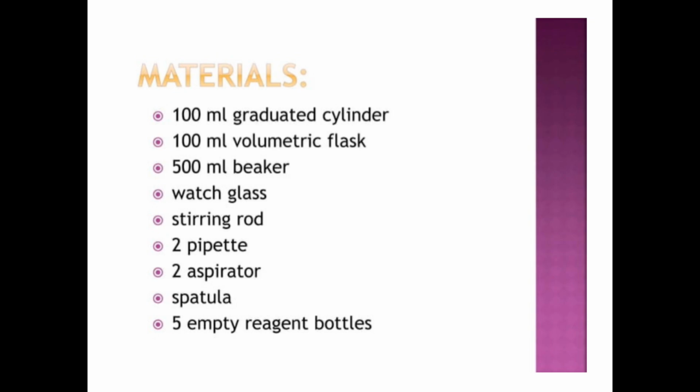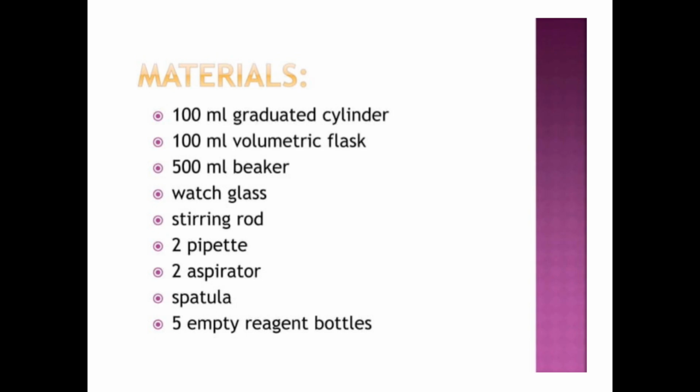Then again, you must have a standard flask or volumetric flask. They are of different ranges. You have the 100 ml, 500 ml, 1000 ml, etc. 1000 ml is equivalent to 1000 centimeter cube or 1 dm cube. So you must have the cylinder, you must have your beaker, you must have your stirrer or stirring rod or glass rod, you must have your wash glass.